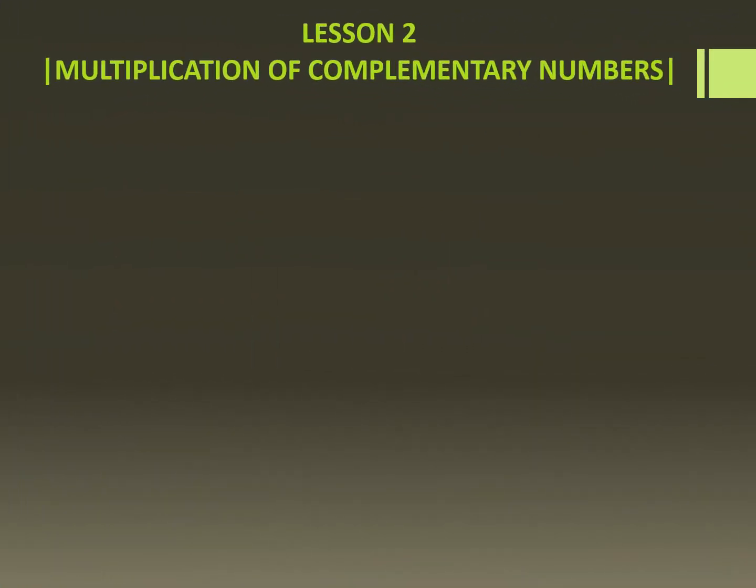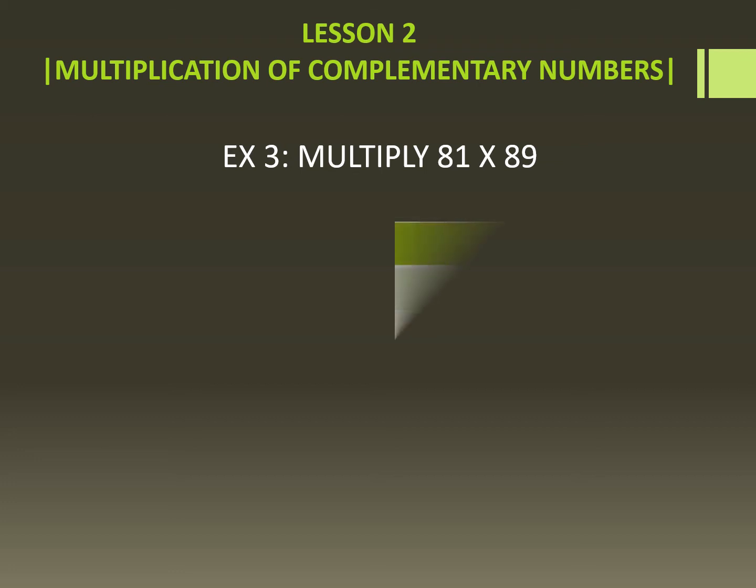Let's try another example. Multiply 81 by 89. Our tens place digits are the same, 8. Our ones place digits 1 and 9 add up to 10. Both the conditions are satisfied. So let's solve.